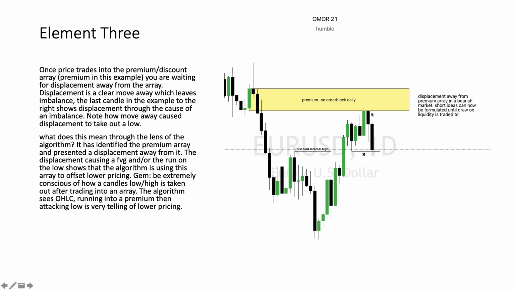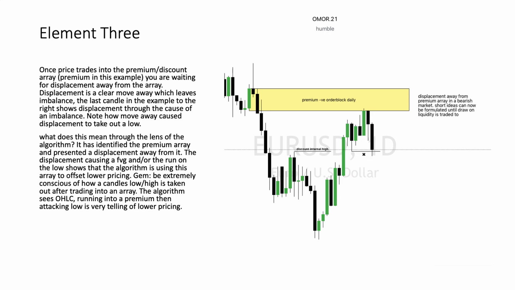And why is that? It's because we were retracing up higher, offering higher prices, right? And then what happens? We touch the premium array, and the first candle moves away from it. That's not what excites you though. This candle is what starts to green light you. This is the one that the algorithm has considered.